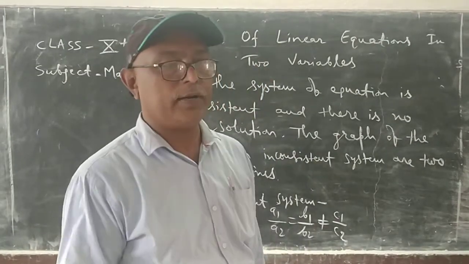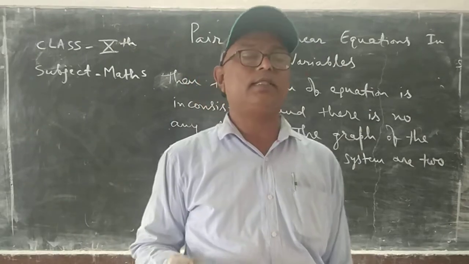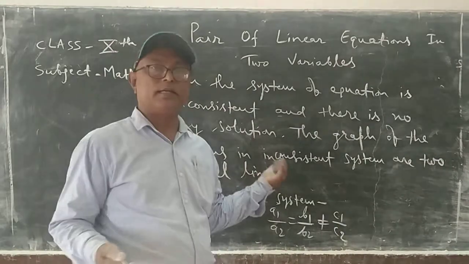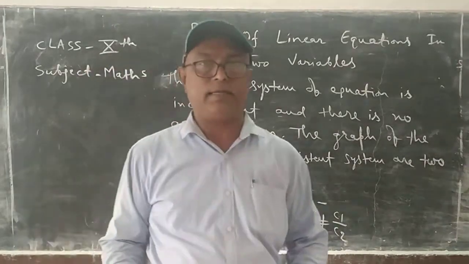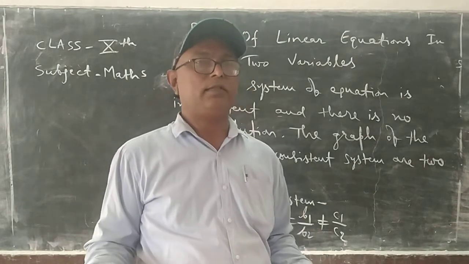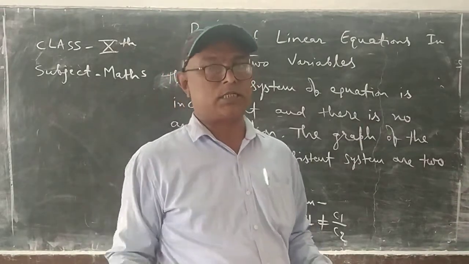If there is no point of intersection between the two lines, then the lines are said to be parallel. Since the lines obtained in this case are parallel lines, there is no point of intersection, and that's why there is no common solution of both equations.